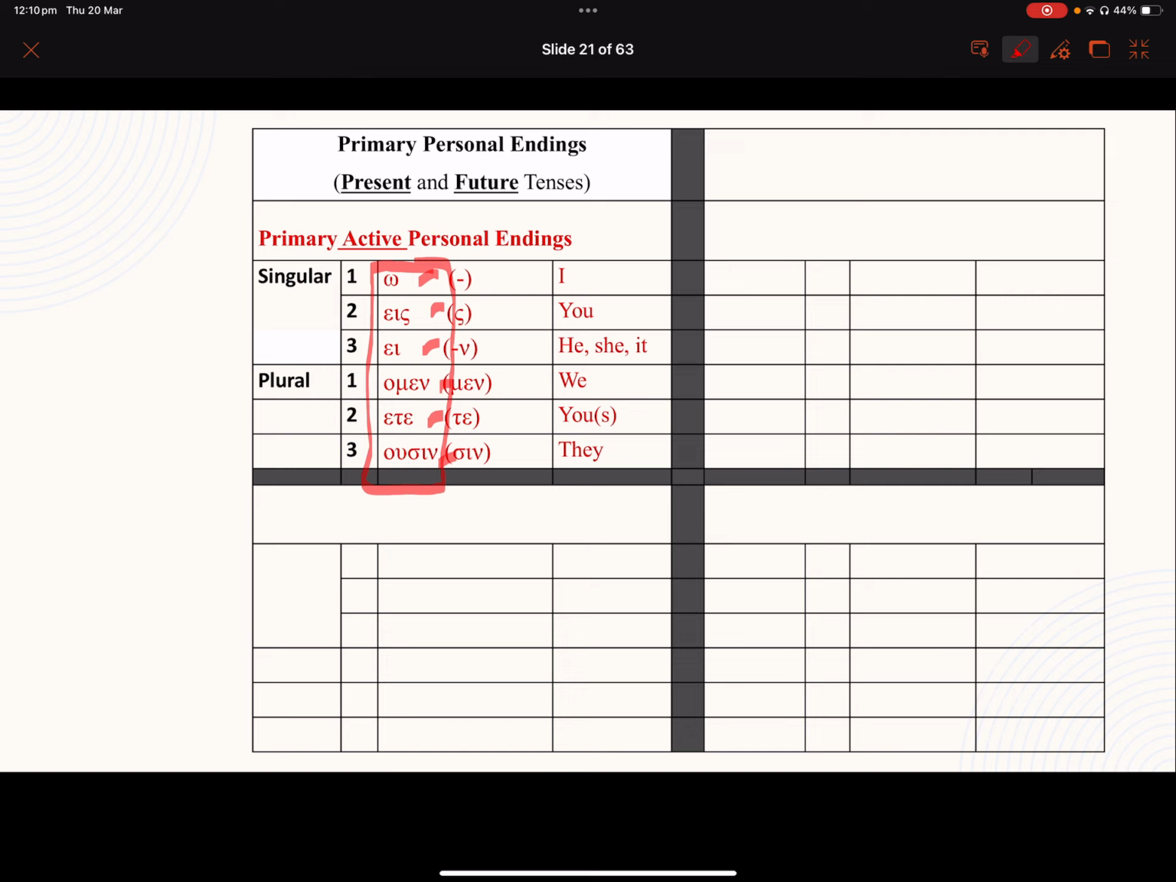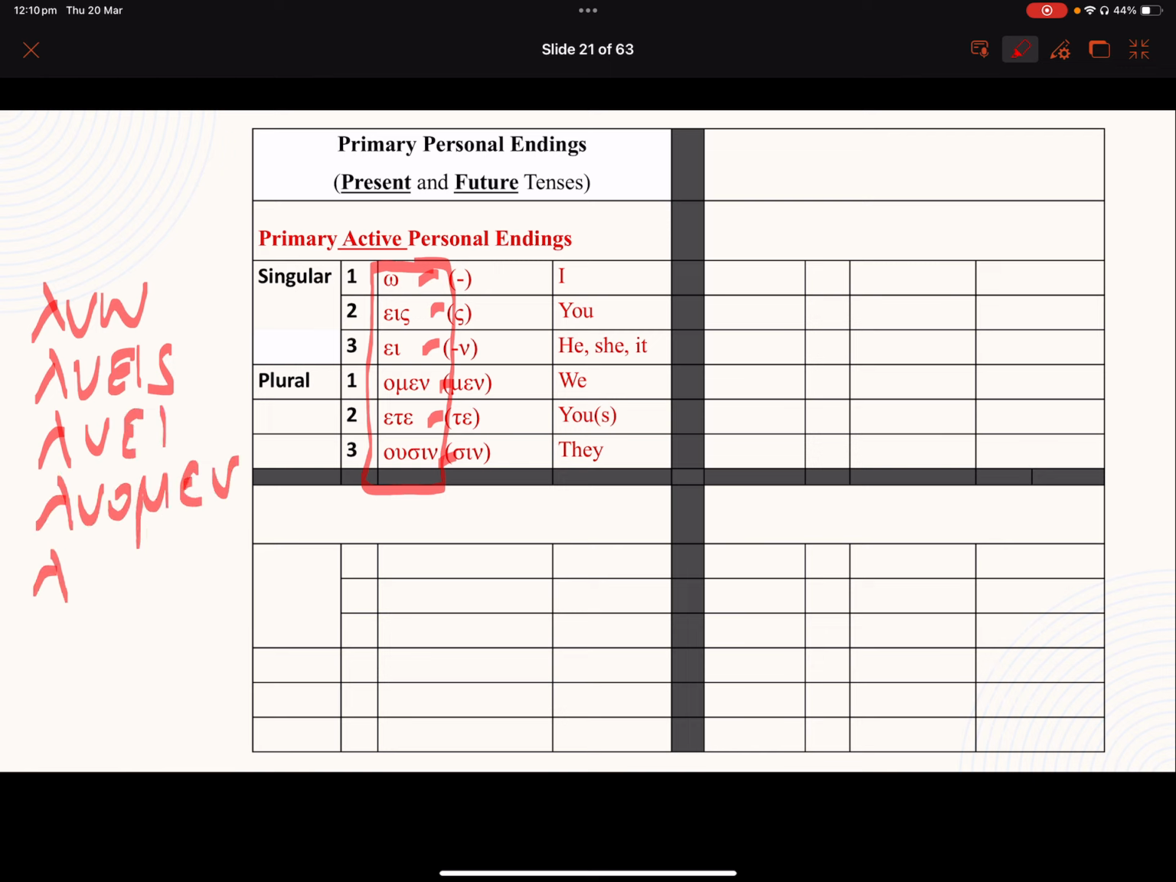So for instance, we've got the verb luo. It would decline in exactly the same way: luo, lu ace, lu a, lu omen, lu ete, lu usen. I loose, you loose, he, she, or it looses, we loose, y'all loose, they loose. O, ace, a, omen, ete, usen.